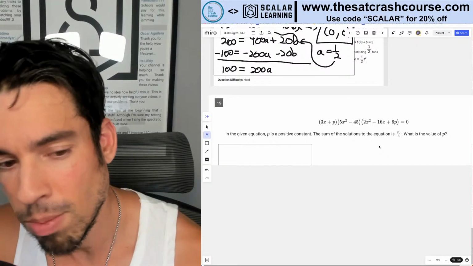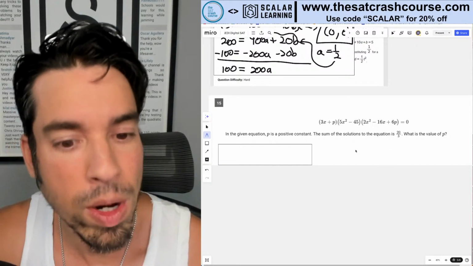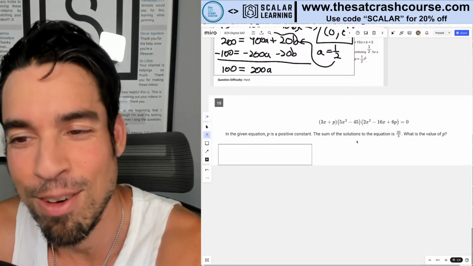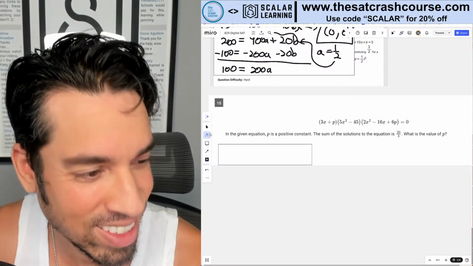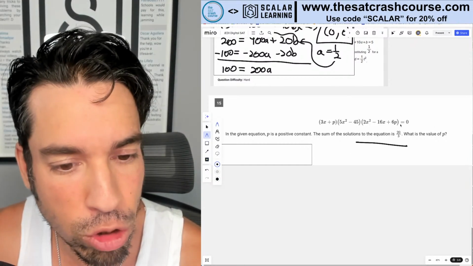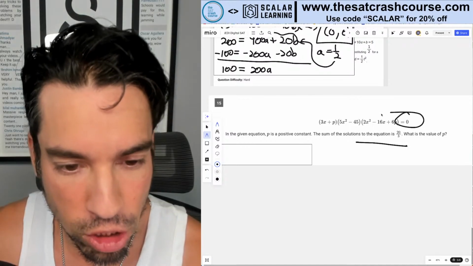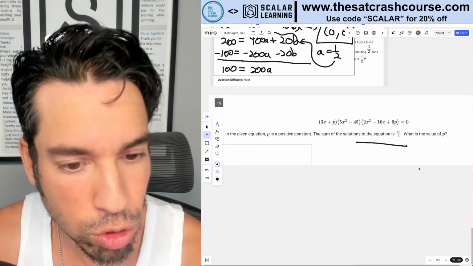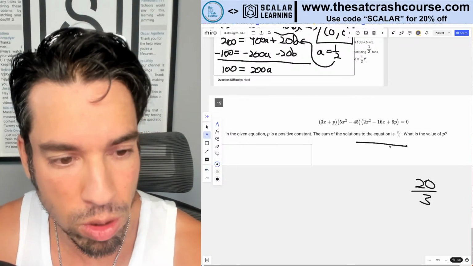Guys, I need to know the sum of solutions. Oh, wait. Never mind. No, this isn't a quadratic. Never mind, no negative b over a. Sorry. Okay. The sum of solutions to the equation, this is just a big polynomial function set equal to 0, is equal to 20 over 3. What is the value of P?